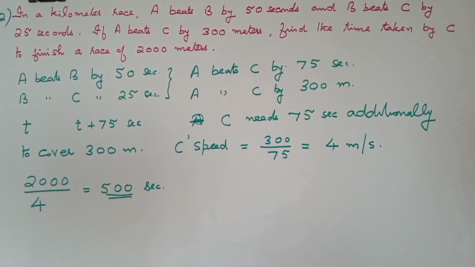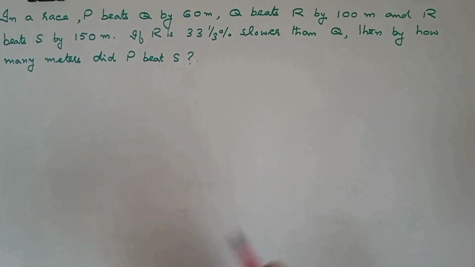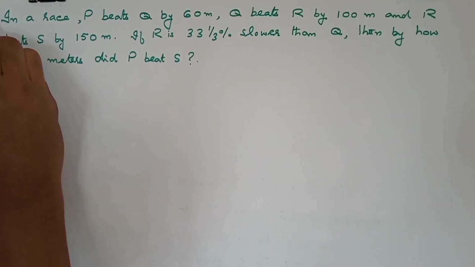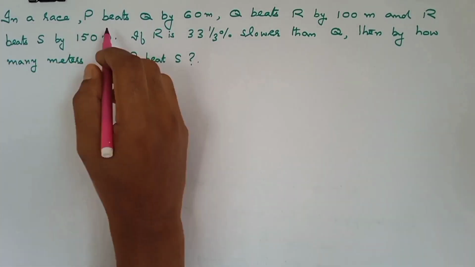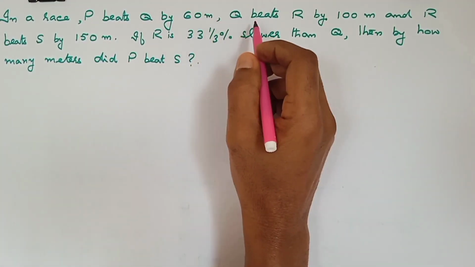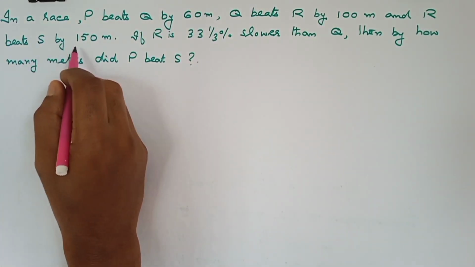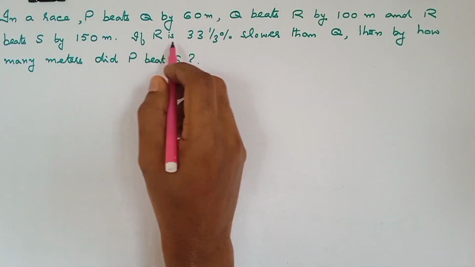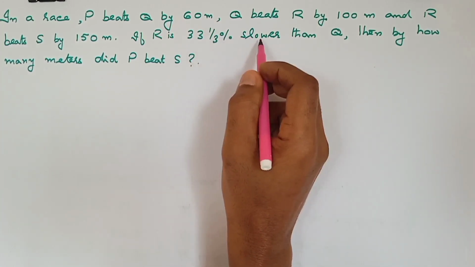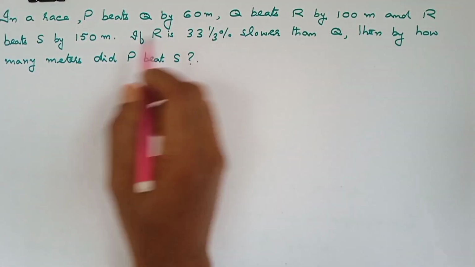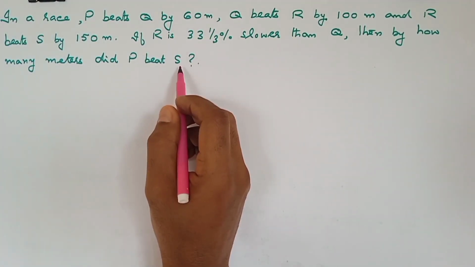Let's do one more slightly more difficult problem before winding up today's session. The third problem is, in a race, P beats Q by 60 meters, Q beats R by 100 meters, and R beats S by 150 meters. If R is 33 and 1 by 3% slower than Q, then by how many meters did P beat S?